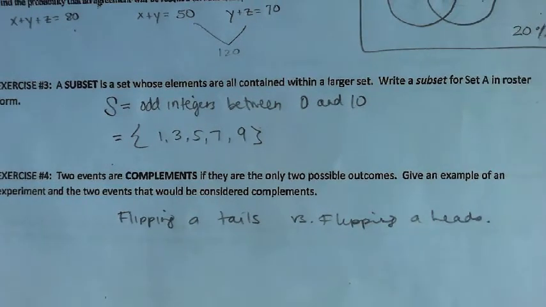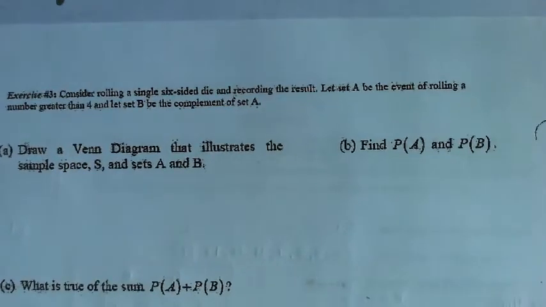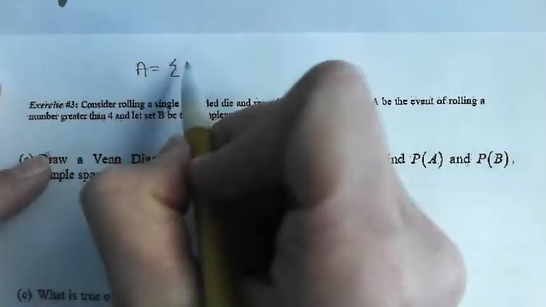So if you flip to the back, we'll do a little more with complements. This is consider rolling a single 6-sided die and recording the result. So A is the event of rolling a number greater than 4. So what would that be? 5 and 6.